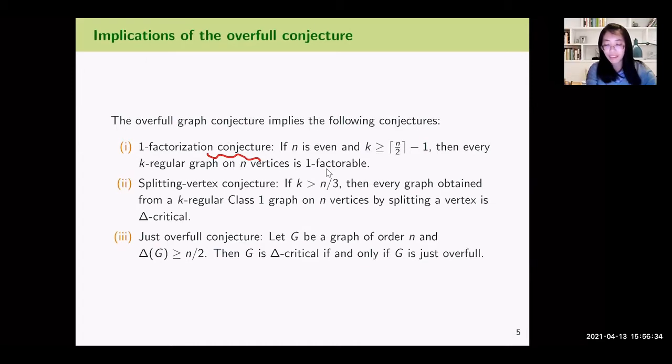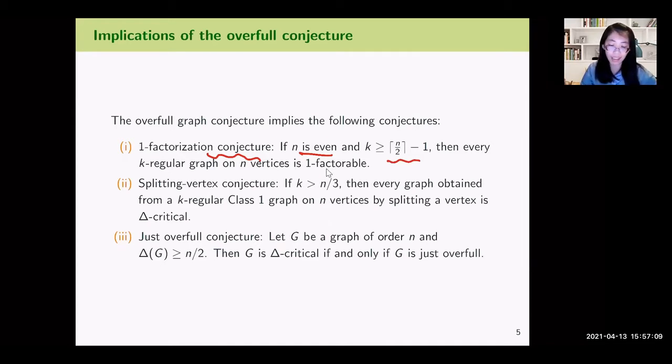So why does this imply the one factorization conjecture? Because n is even, the graph is regular, right? As I mentioned before, the only possible overfull subgraph is obtained by deleting one vertex. But as the graph is regular, if you delete one vertex, we delete Δ many edges, and the remaining graph is not going to be overfull. So naturally, if we have even n and the degree k is at least this many, then the graph has no overfull subgraph, so it is one factorizable.